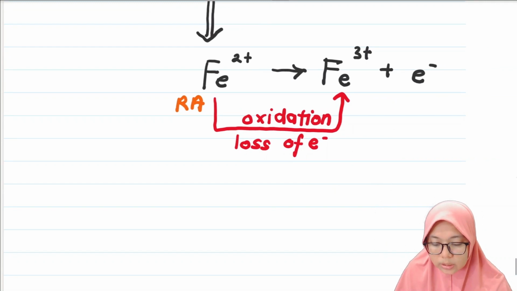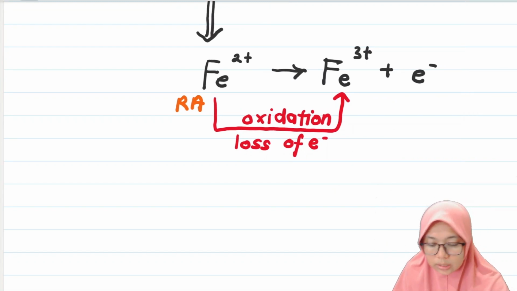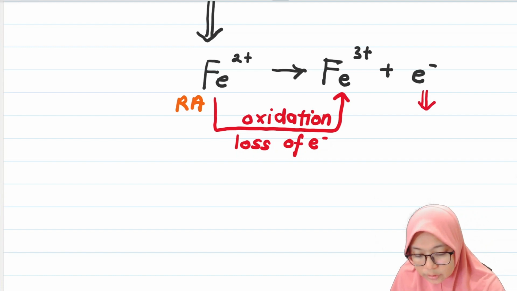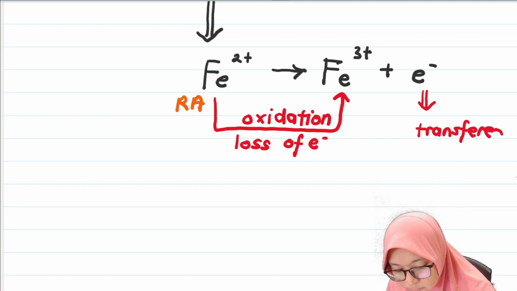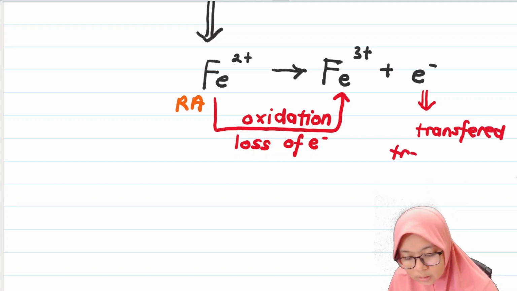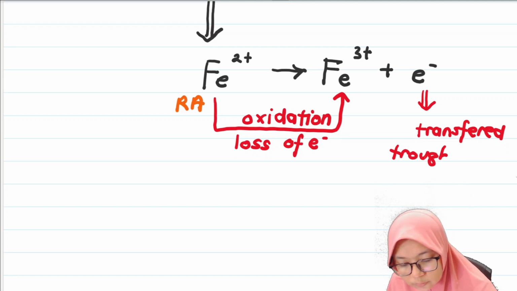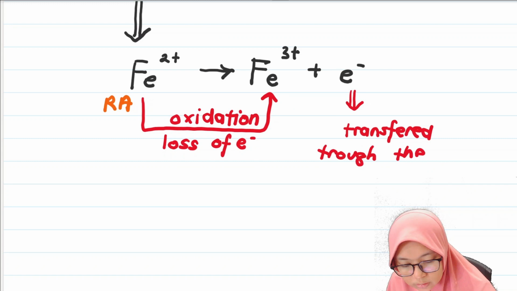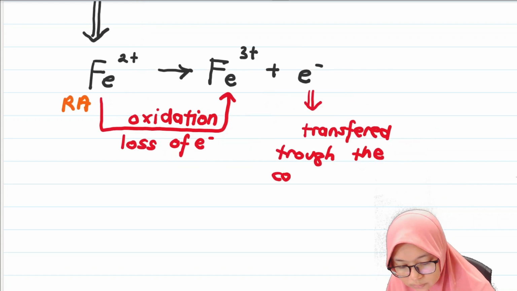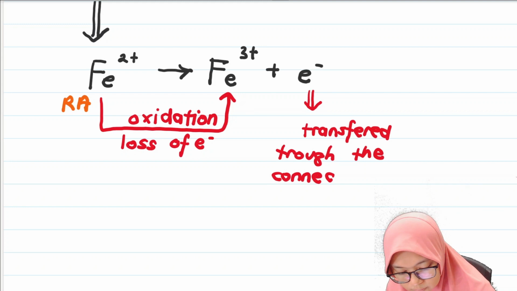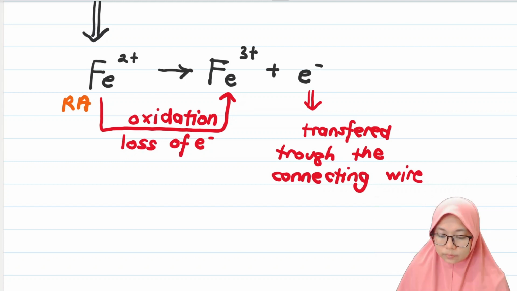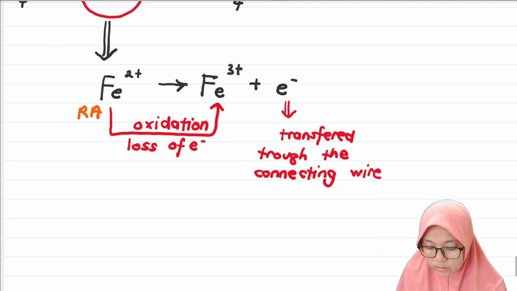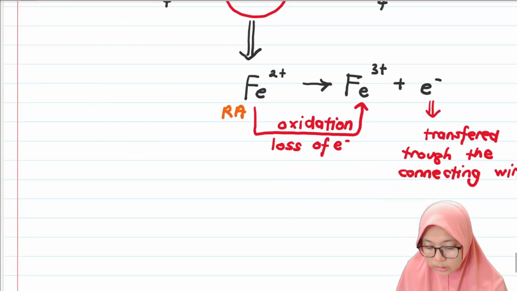Okay, so iron 2 plus changes to iron 3 plus. The electron will be transferred through the connecting wire. So bila dia dah transfer, ada ion lain yang kena terima elektron tersebut. Which ion will accept this electron?